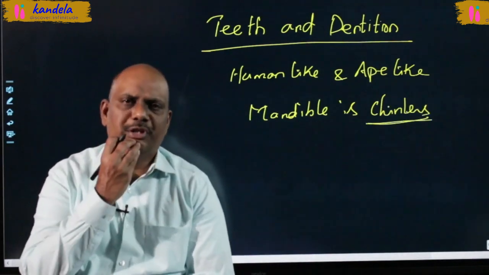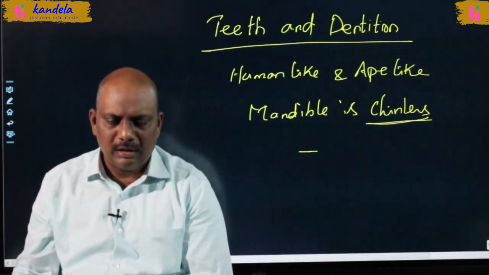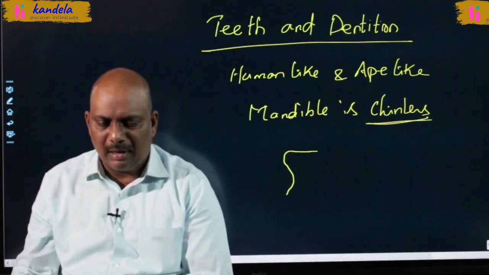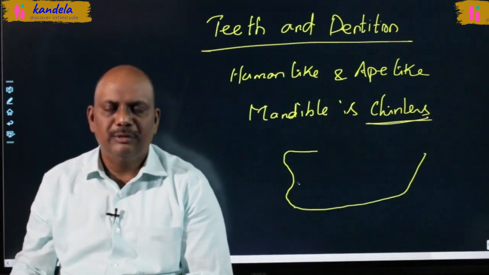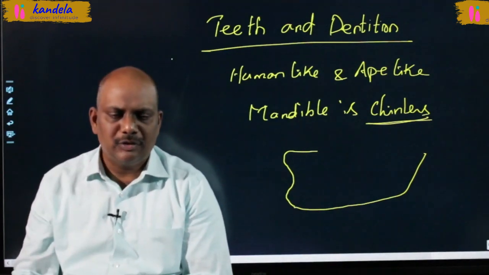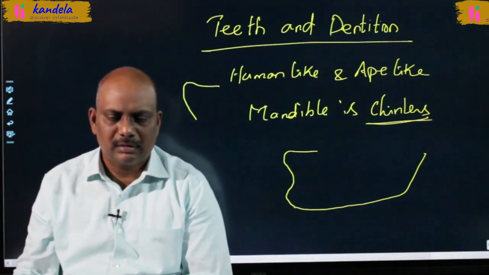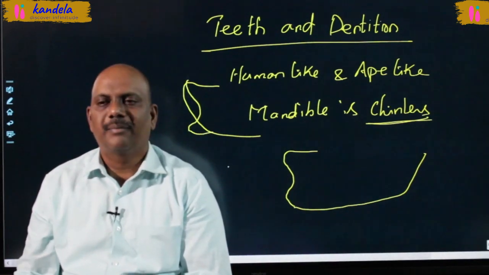That is without a chin. See here, in our lower jaw, there is a very prominent curve here which gives the chin. But for Australopithecus, it used to be like this. So the curve here is missing.